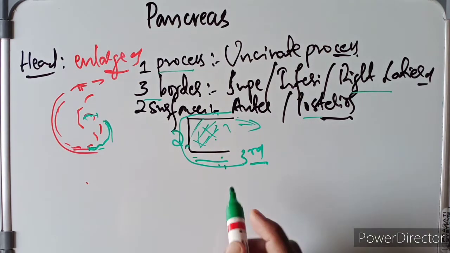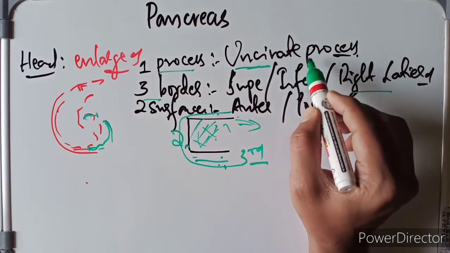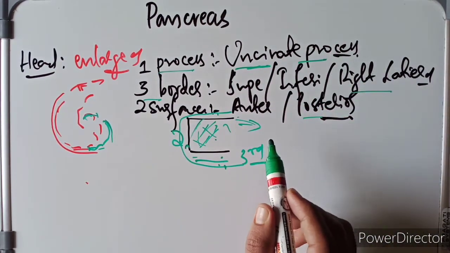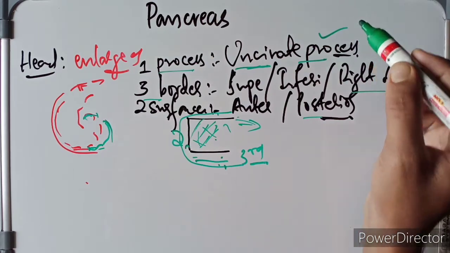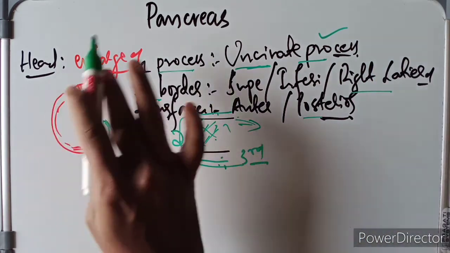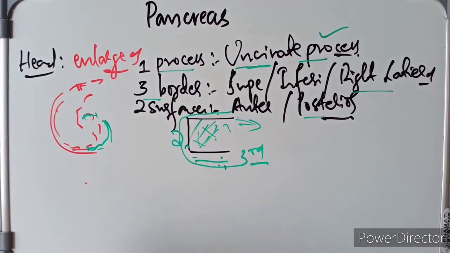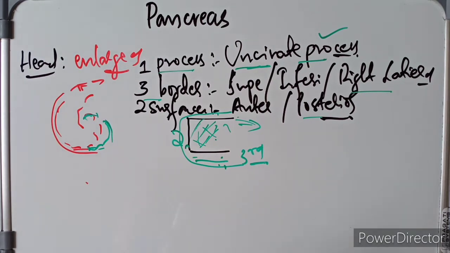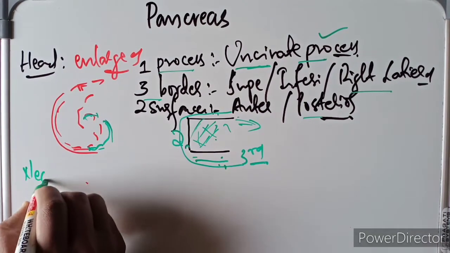So coming to the uncinate process, anteriorly we have the superior mesenteric vessels and posteriorly we have the abdominal aorta. So this is about the head of the pancreas, its parts and its relations. Now let's discuss the neck of the pancreas.